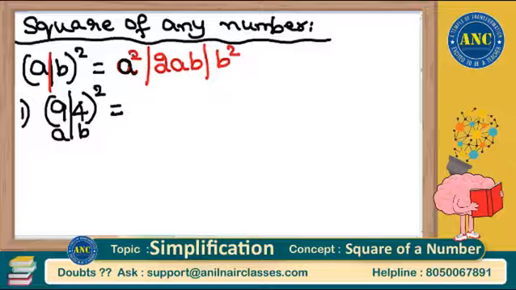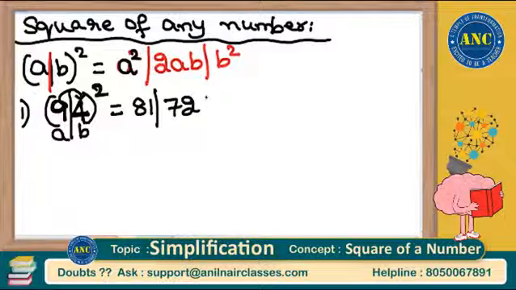Substitute. A square is 9 square, which is 81. 2ab is 2 into 9 into 4. 9 into 4 is 36, 36 into 2 is 72. 2ab is 72. B square: b value is 4, 4 square is 16. 81, 72, 16 is what I got.